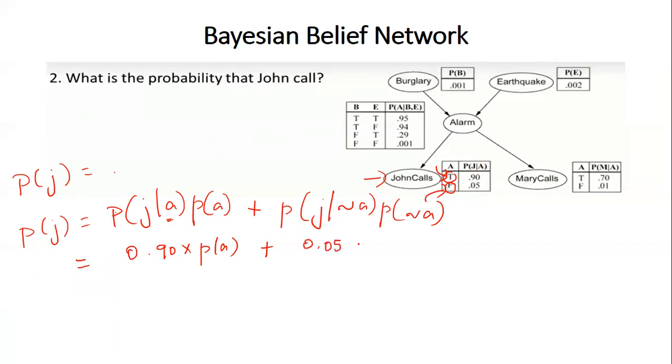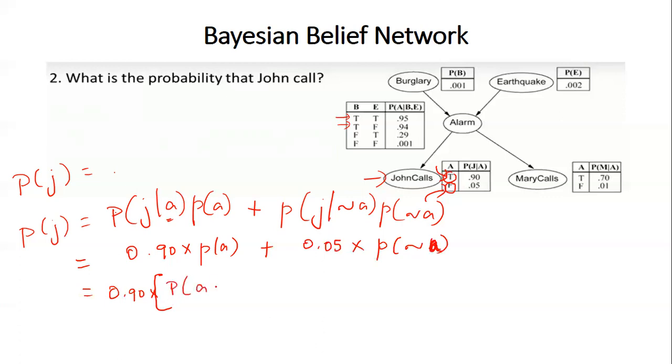Okay, and multiplied by the probability of not having an alarm. So this is A, probability of no alarm. Okay, now 0.90 into what is the probability of occurrence of alarm. The probability of occurrence of alarm, now that depends on burglary and earthquake. Okay, so this is something like this.